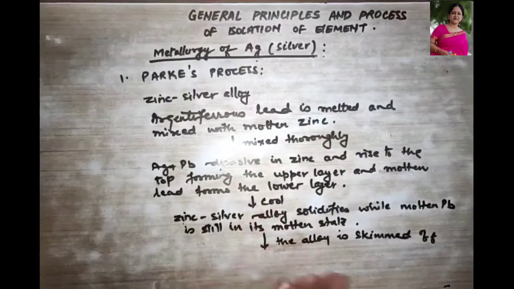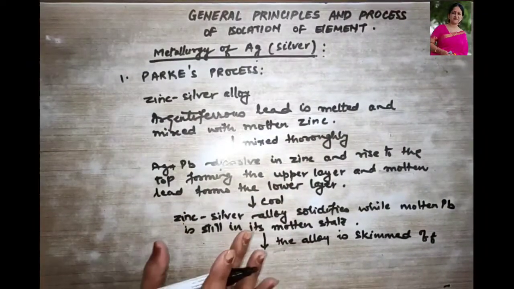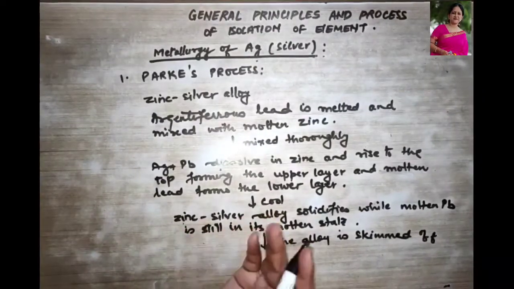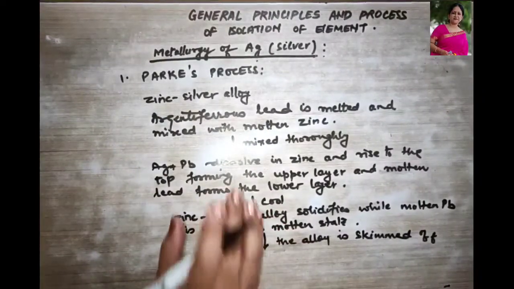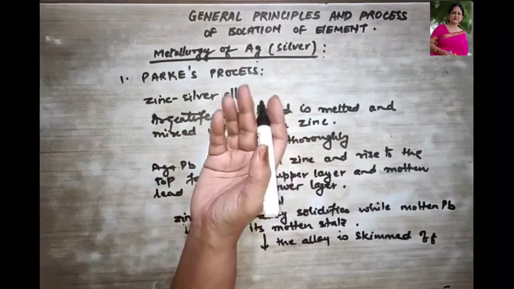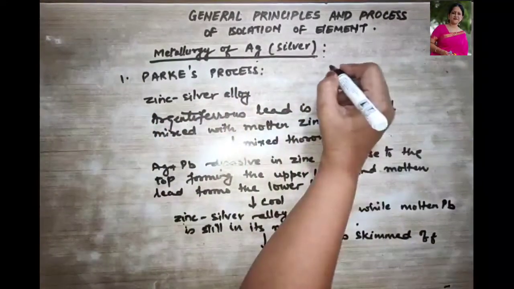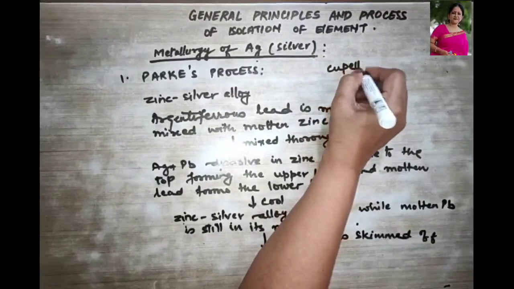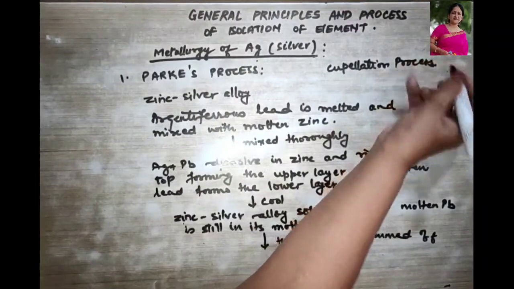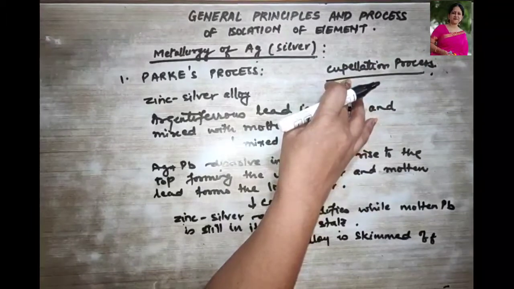and this process continues. Have you understood this? So the zinc silver alloy, it will be obtained after distillation. Zinc gets distilled and then the silver and some impurity of lead is left behind. After that, the purification of the silver takes place. What is the process for purification of silver? It is called as cupellation process.